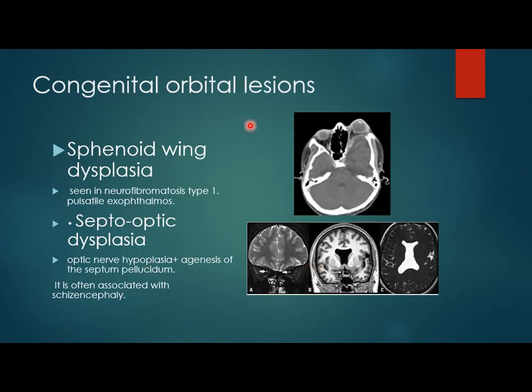Congenital orbital lesions: we have sphenoid wing dysplasia. This is seen in neurofibromatosis type 1 and leads to pulsatile exophthalmos. Here in this CT axial section, we see absence of the sphenoid wing and unilateral proptosis. Septo-optic dysplasia is optic nerve dysplasia plus agenesis of the septum pellucidum, often associated with schizencephaly. Here, there is hypoplasia of the optic nerve, schizencephaly, and absence of the septum pellucidum.